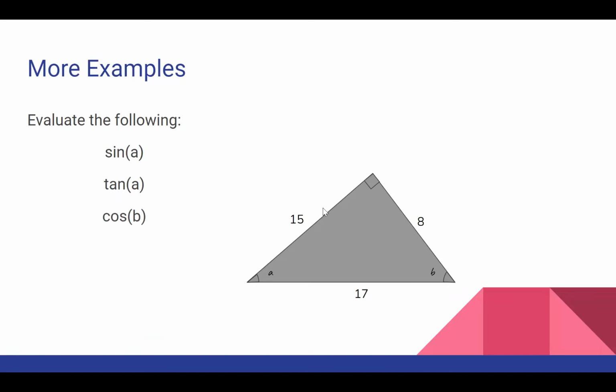All right, cool. Lastly, we're going to go through this one. Again, just some more practice. So what would sine A be? Take a minute to pause the video here. Sine A, 8 divided by 17. Tangent of A, 8 divided by 15. And the cosine of B would be equal to 8 divided by 17.